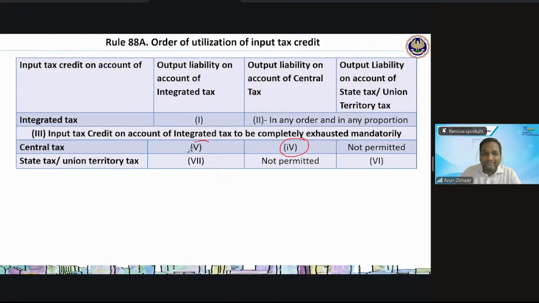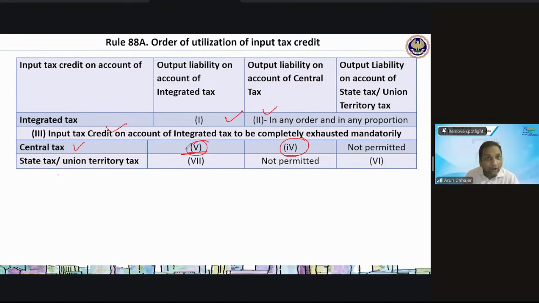See. The circular says that, first is clear, second is clear, correct. Third, they are saying ITC on account of I to be completely exhausted mandatorily, correct. But after that, C can be given to C first and then I. This order is not in the law, but it is being mentioned in the circular. Are you getting my point?